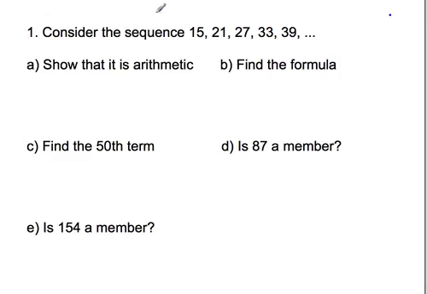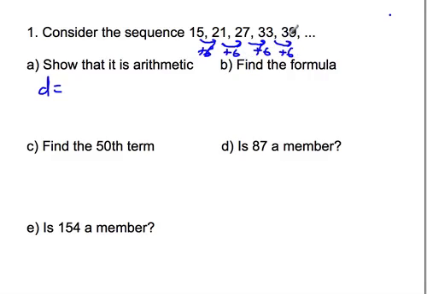Okay, this problem we have this sequence: 15, 21, 27, and so forth. Show that it's arithmetic. You want to find the d value, the common difference. So if you subtract these numbers, 21 minus 15 is 6. Or you could say 15 plus 6 is 21. Then you add 6, and then you add 6, and then you add 6.